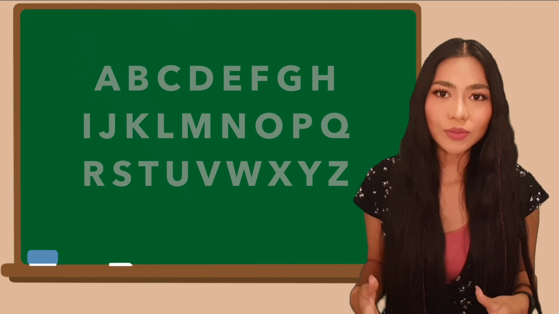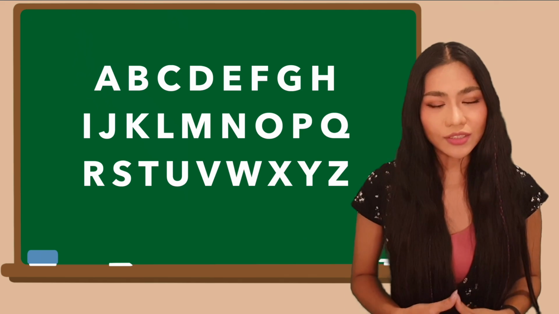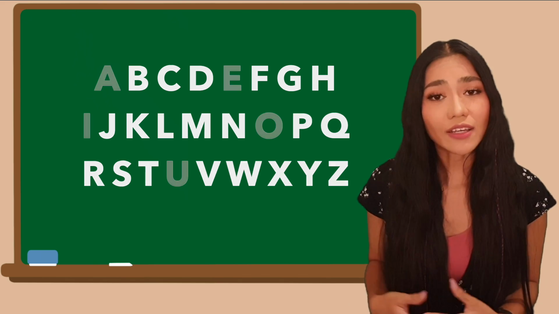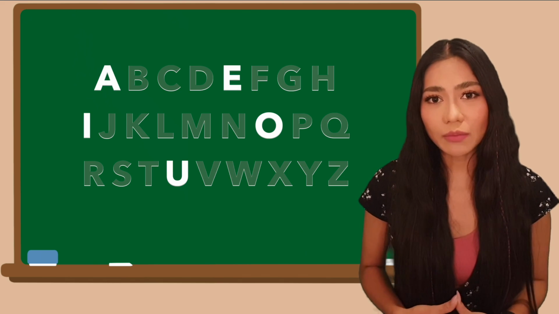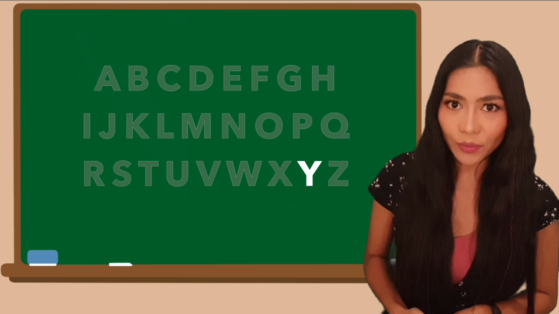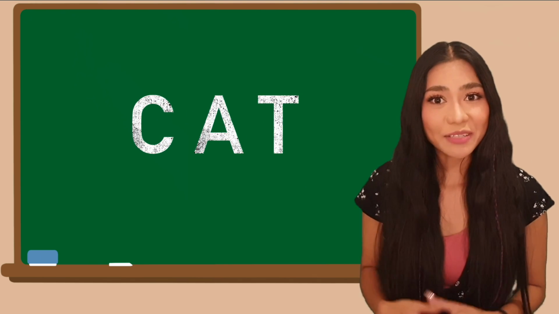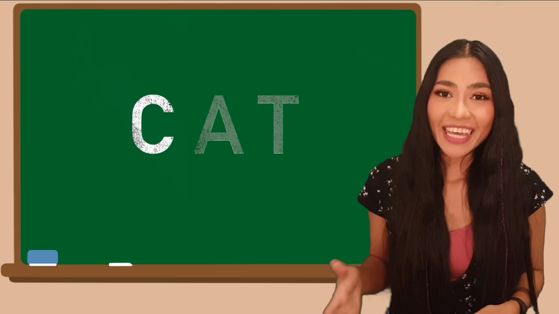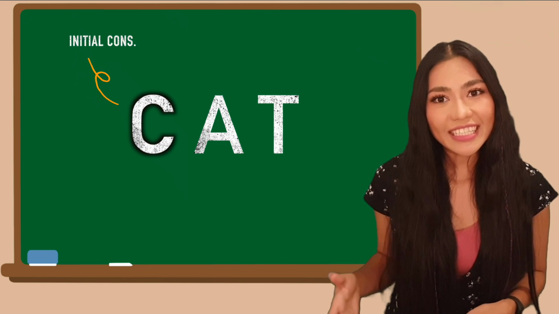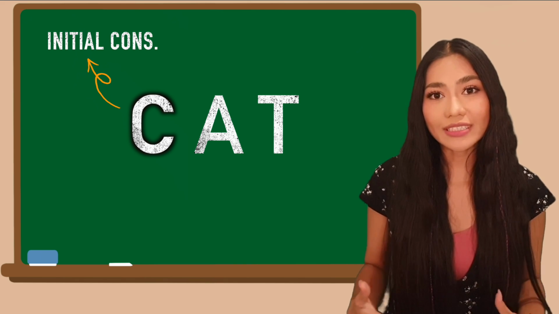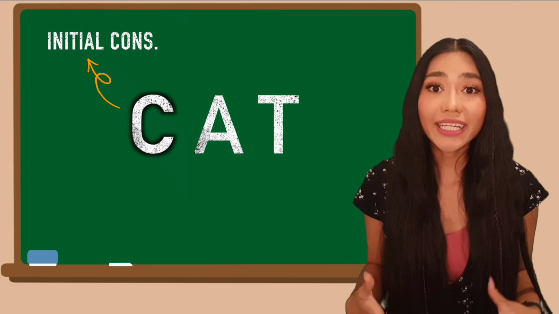In English, you have 26 letters. Some of them work as consonants, some work as vowels, and some can be both consonant and vowel. Let's take a look at this word, for example. C-A-T, cat, my favorite animal. C is a consonant. We call it an initial consonant because it initiates the sound k.